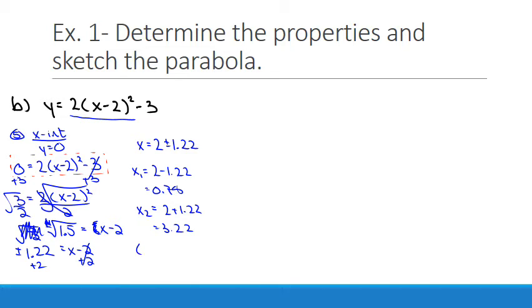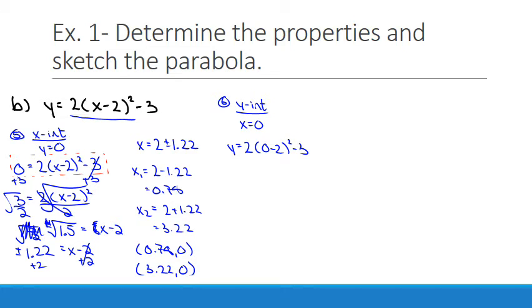So as points, I'd have 0.78 and 0, and then 3.22 and 0. And I can use these points when I'm graphing here shortly, or sketching. Now the y-intercept. Remember, x equals 0. So y equals 2 bracket 0 minus 2 squared minus 3. 0 minus 2 is negative 2, squared is 4, so 2 times 4 minus 3.